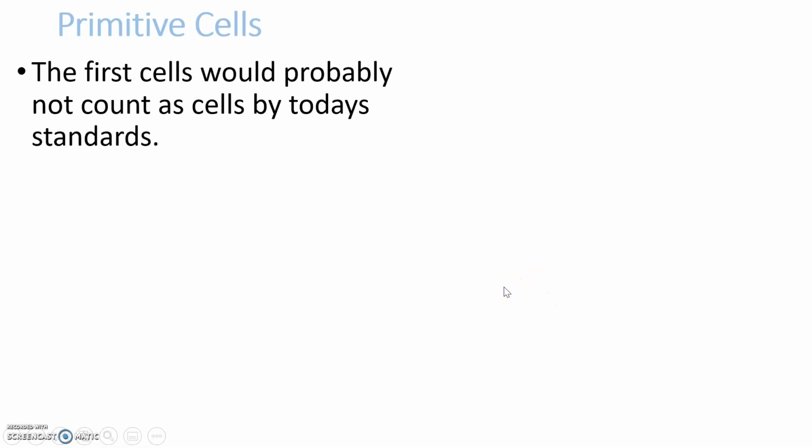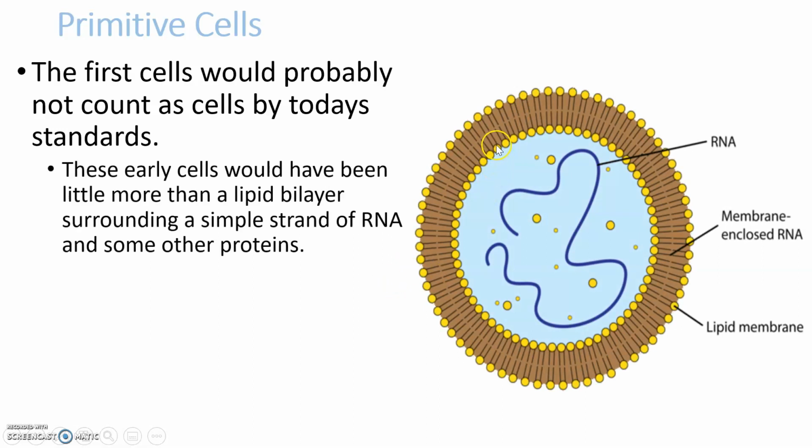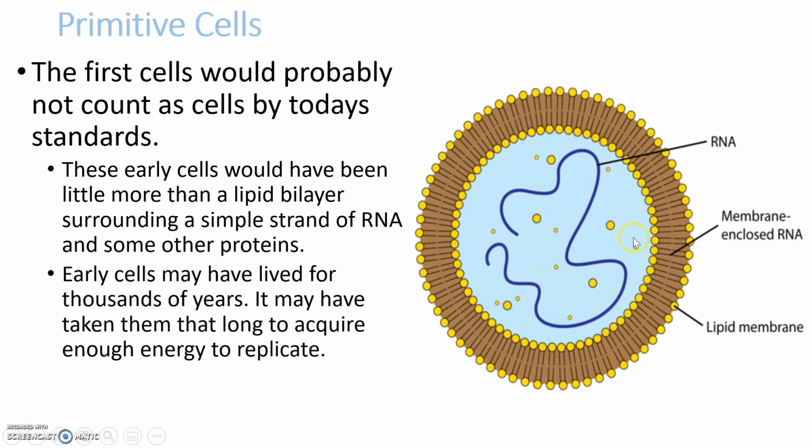So the very first cells that would have formed probably wouldn't count as cells by today's standards. They're probably very little more than a phospholipid bilayer, so we see that here. Back to our two-dimensional drawing so we can see it better. They're easier to make too. Anyway, these primitive cells would have been a phospholipid bilayer, and in the middle, maybe some RNA, probably very little RNA, but just enough for instructions, genetic code, and maybe a handful of proteins on the inside, but not really what we'd consider a cell today, but just enough to get us started.